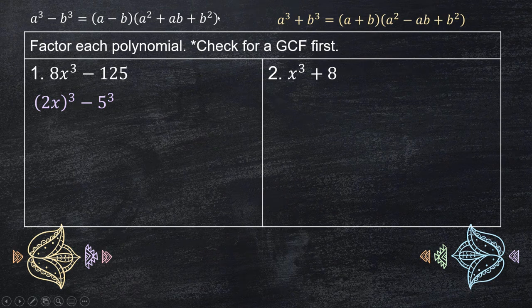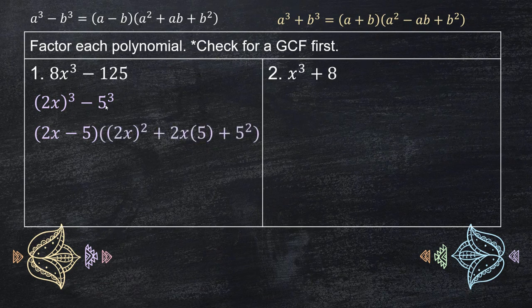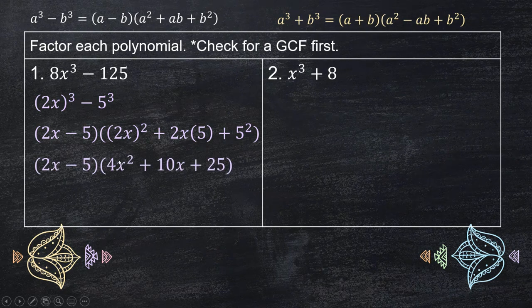So I'm just going to follow this formula up here, and I'm going to be replacing all of the a's with 2x, and I'm going to be replacing all of the b's with 5. So first factor will be 2x minus 5, and then our next factor, a squared, but instead of a, we have (2x) squared, plus a times b, so 2x times 5, plus b squared, but instead of b, we have 5 squared. Then we would simplify that, so the (2x) squared becomes 4x squared, 2x times 5 becomes 10x, and 5 squared becomes 25.